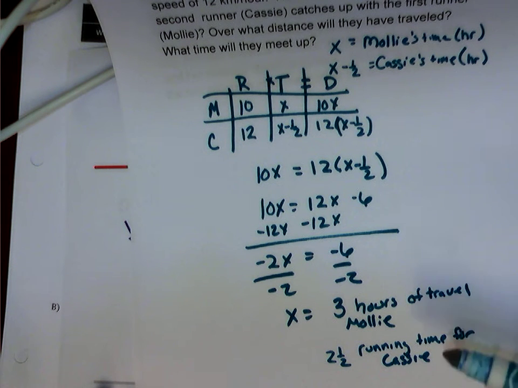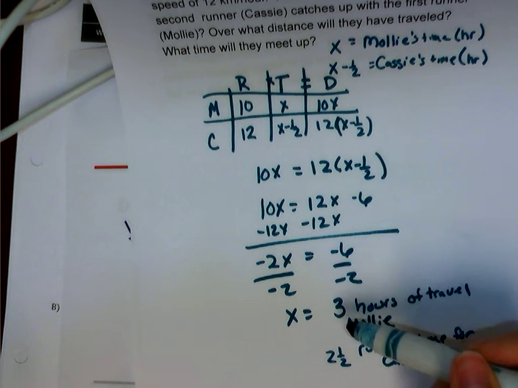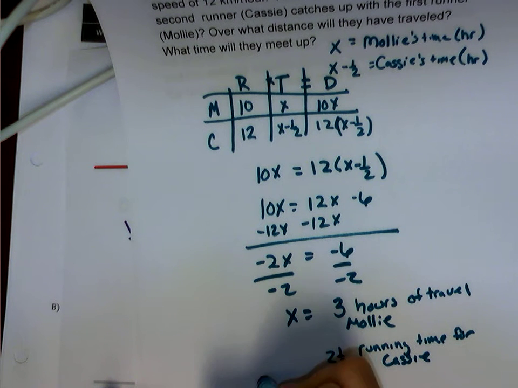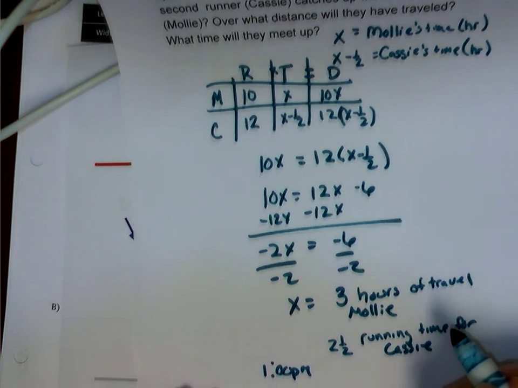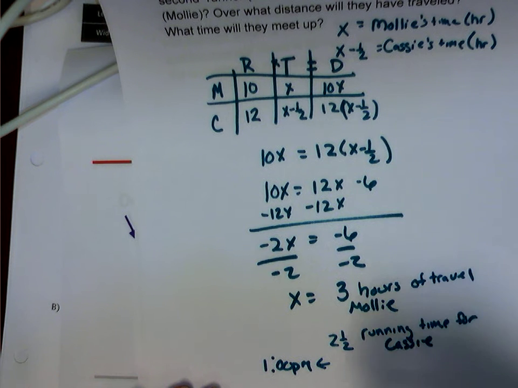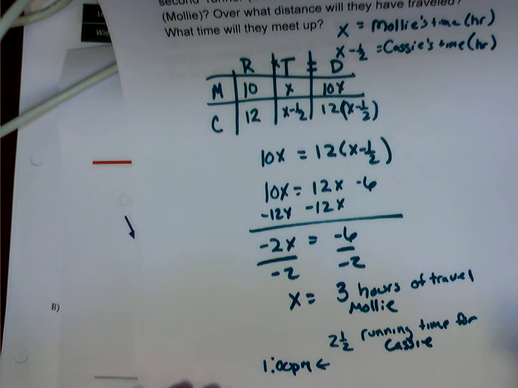Now, if I think about it, Mollie left at 10 o'clock, which means Cassie left at 10:30. If I add 3 hours to Mollie's starting time or 2.5 to Cassie's time, I get what time? I get 1 p.m. because they left at 10 o'clock. So that is the time at which they catch up, time of day. So they will meet at 1 o'clock.